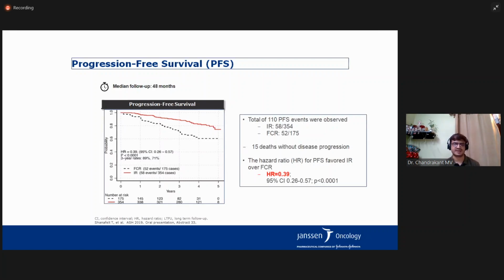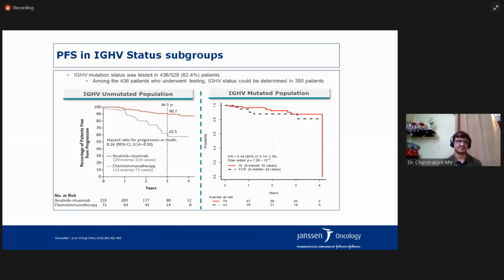So even if we had FCR in place, even then this oral tablet ibrutinib in combination with rituximab fared better, and the study met its primary endpoint with a statistically superior progression-free survival with a hazard ratio of 0.39. So even with the best chemotherapy comparator FCR, ibrutinib rituximab did better than FCR. If you look into the IGHV mutation status, as I was mentioning before, the moment IGHV is unmutated, FCR does very poorly. Whereas in the IGHV mutated group, you can see that the hazard ratio is 0.44, but still the FCR is doing fairly well.